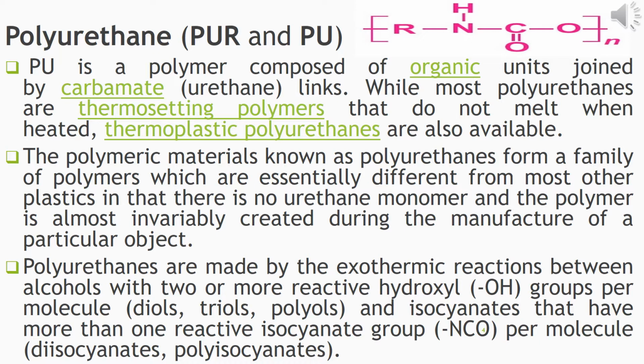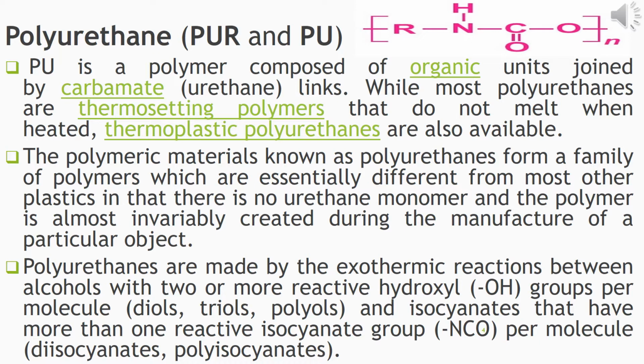The polyurethanes are made by the exothermic reactions between alcohols with two or more reactive hydroxyl groups per molecule, like diols, triols, polyols. So which kind of alcohols are reacting? The alcohols which have two or more reactive hydroxyl groups, like diols, triols, polyols.